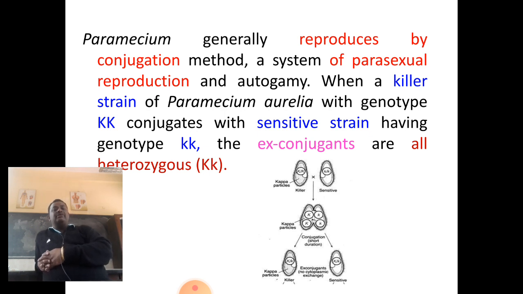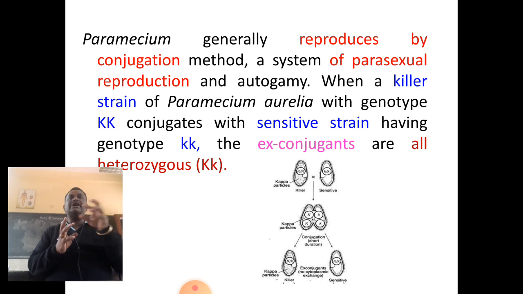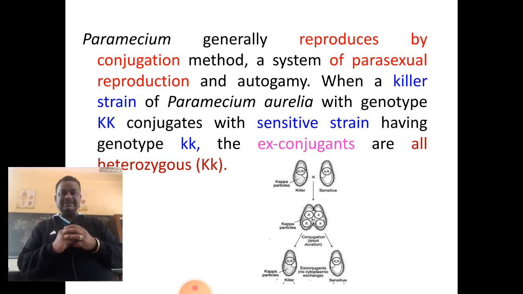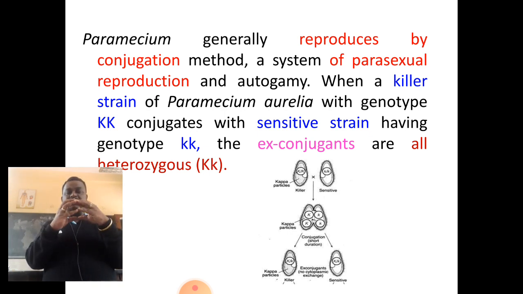So, when I say killer strain, you should remember this strain has inside the cytoplasm killer particles or Kappa particles along with the genotype capital K, either in homozygous or heterozygous form. But here is a condition where the conjugation is involved with a killer strain. The killer strain has Kappa particles in the cytoplasm and the genotype is homozygous capital K. This variety of killer strain is now conjugating with the other strain called sensitive strain, where the cytoplasm is devoid of the Kappa particles, and at the same time they have the genotype of small k, homozygous condition.